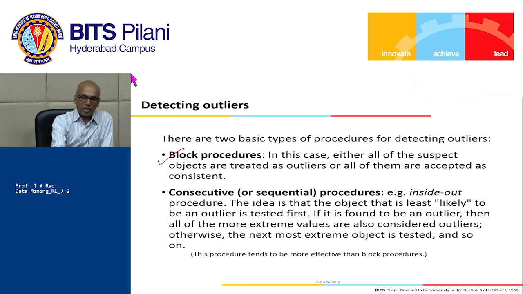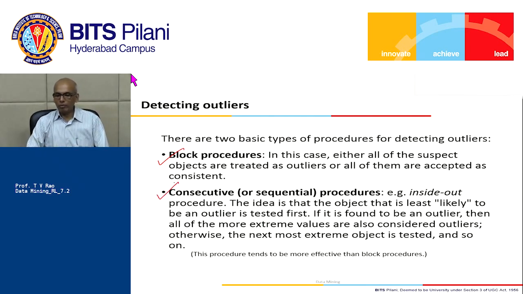The other approach can be a consecutive or sequential procedure. Here we take an inside-out approach. We first find the object which is least likely to be an outlier. If that itself turns out to be an outlier, then we take it that all the data are outliers. If it is not, then we find the next most extreme object, and we continue this procedure till we reach a point where we realize that everything beyond it is an outlier.